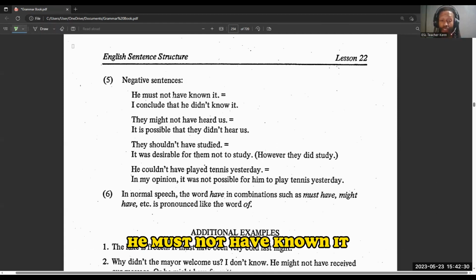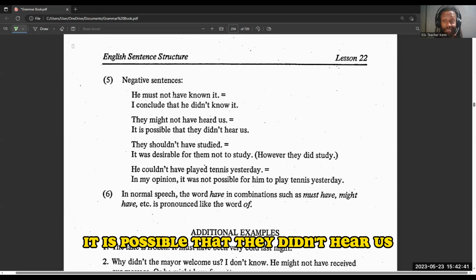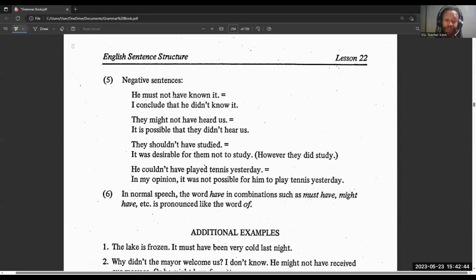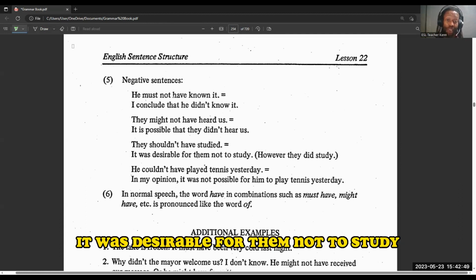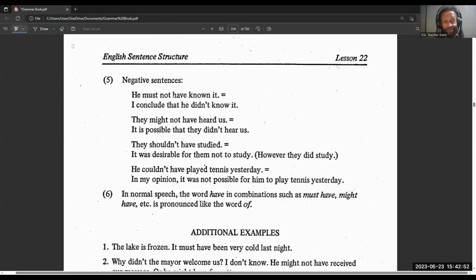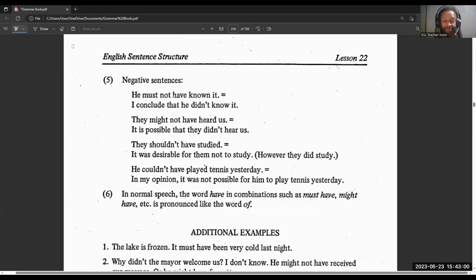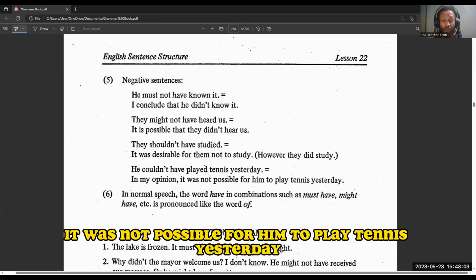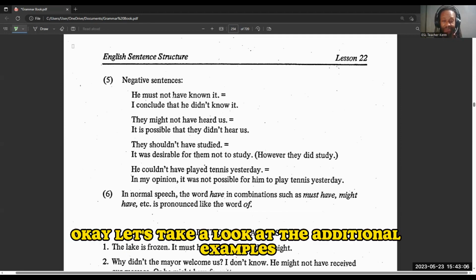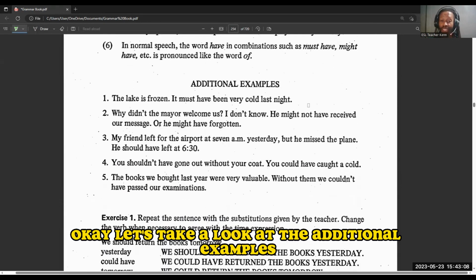He must not have known it. I conclude that he didn't know it. They might not have heard us. It is possible that they didn't hear us. They shouldn't have studied. It was desirable for them not to study. However, they did study. He couldn't have played tennis yesterday. In my opinion, it was not possible for him to play tennis yesterday. Okay? Let's take a look at the additional examples.